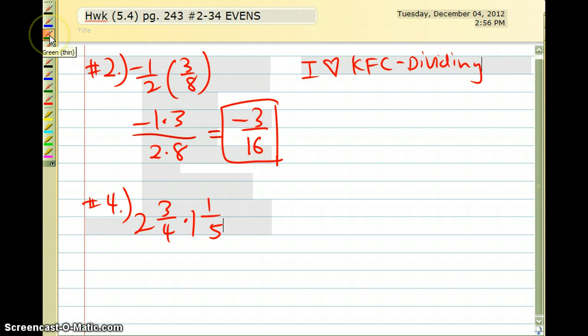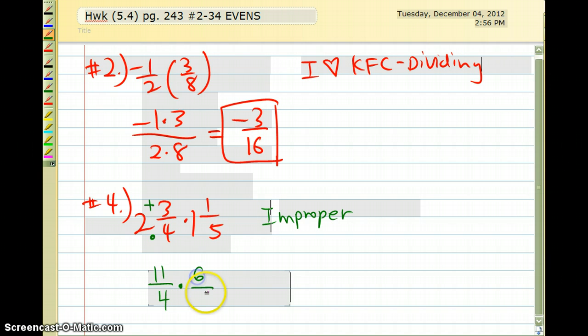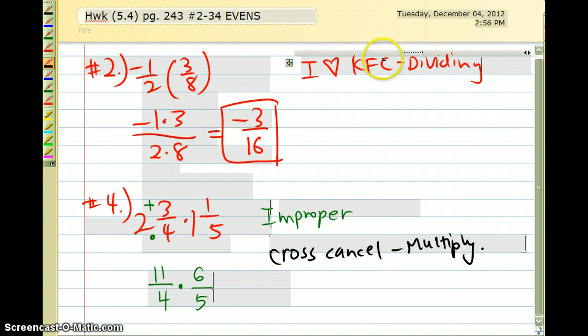They happen to both be mixed, and I do want to make them improper first. So to do that, I'm going to multiply 2 and 4, add the 3, and I will get 11 over 4, multiplied by 6 over 5, and when I multiply, I can cross cancel. You can cross cancel when you are multiplying fractions. When you do I heart KFC, after you do it, you can then cross cancel if you need to. So it's only if you need to.